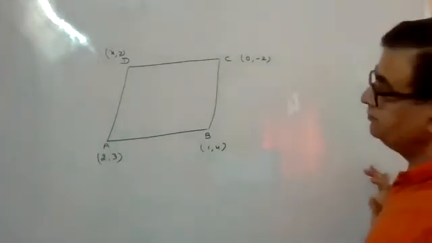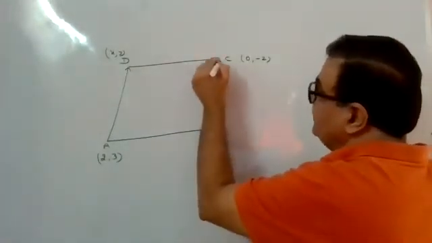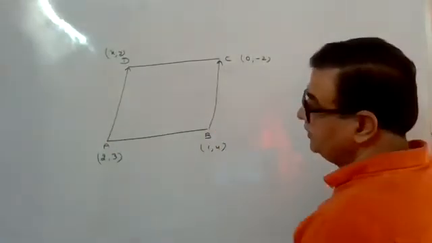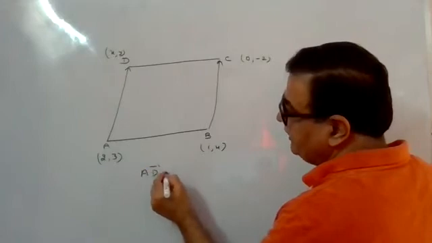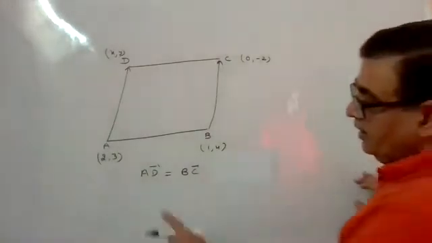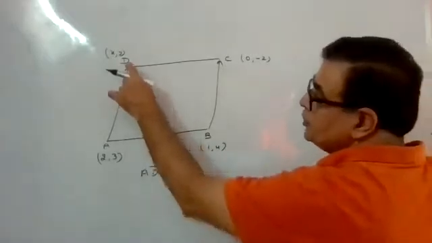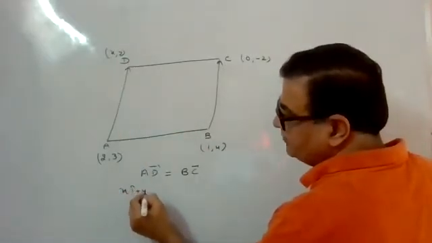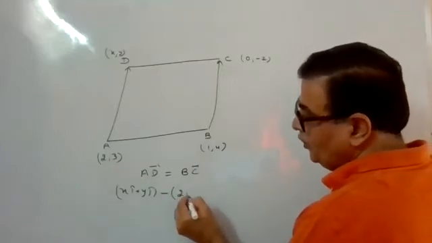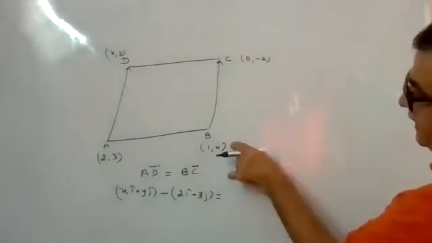If it is a parallelogram, one thing is clear: AD vector should equal BC vector, because their magnitudes have to be the same. So AD vector equals BC vector. AD is the position of D minus the position of A. D की position क्या है? xi plus yj, minus the position of A, which is 2i plus 3j, equals the BC vector.